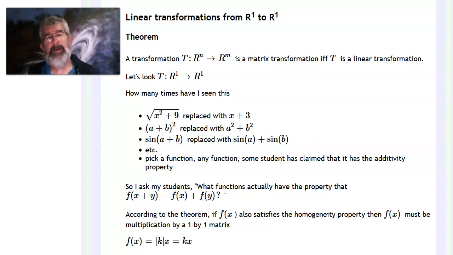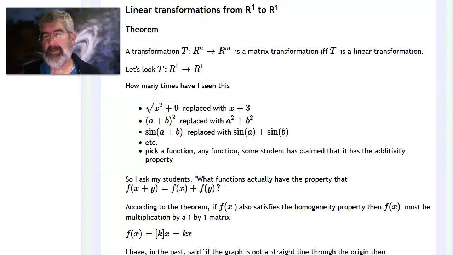eventually one will say, how about if we just multiply by a constant? Like k times x. And it's like, yes, that one actually does work, right? If I do k times (x plus y), that's k times x plus k times y. That's the distributive property. Good, that one works. Any others? Well, according to this theorem up here, the only linear transformations from R1 to R1 are matrix transformations, which means you have to multiply your input by a 1 by 1 matrix, which is essentially just multiplying it by a number.